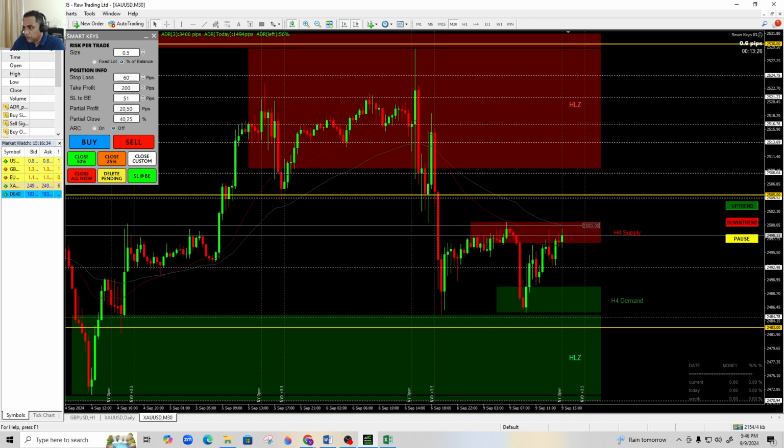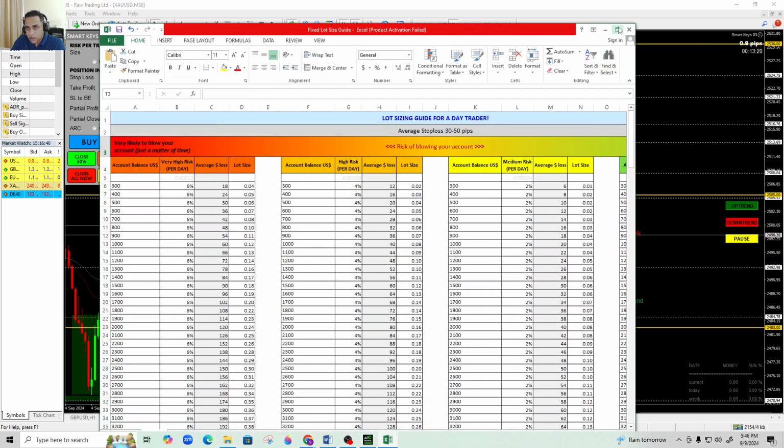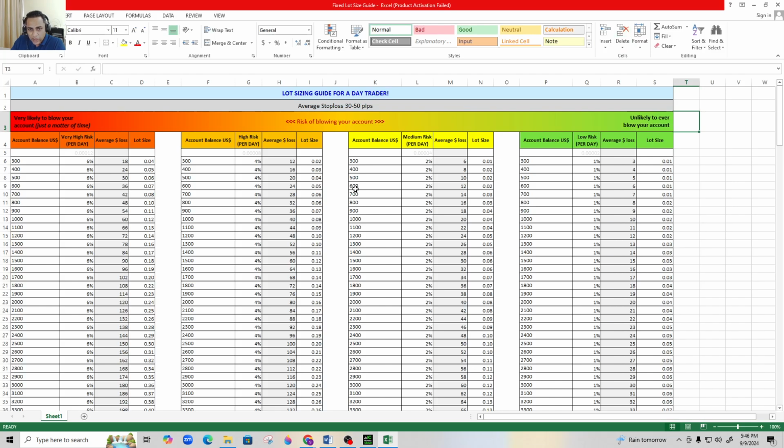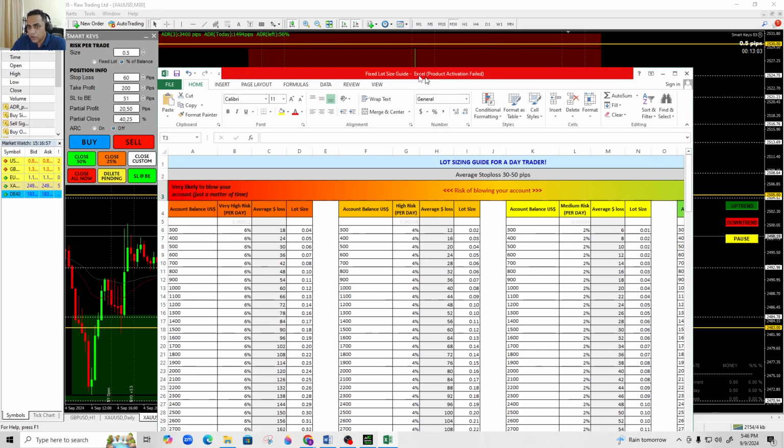But again, talking about lot sizes, going back to the lot size, if you don't have access to this, and if you don't purchase anything from the MQL5 and you don't have access to this group, it doesn't matter. There's a very easy way to do this, and I'll show you that right now, and it's completely free.